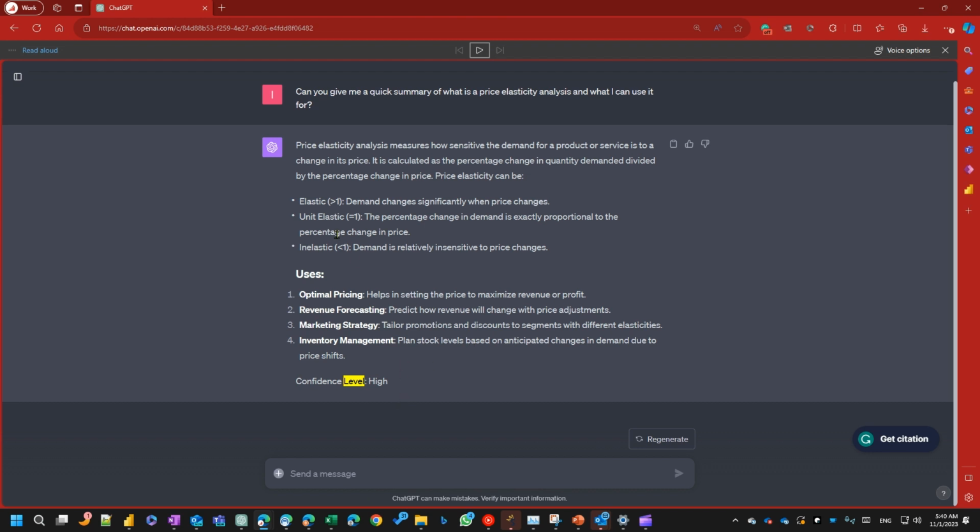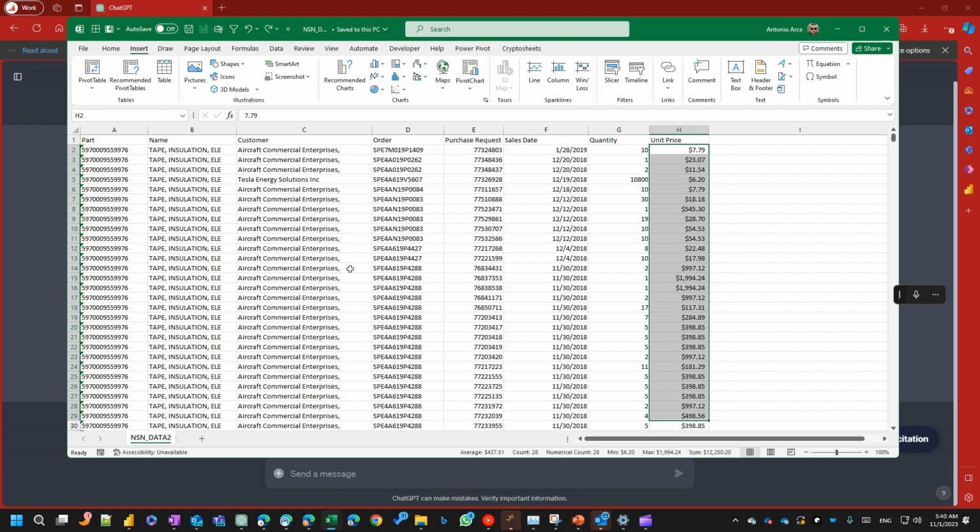Okay, so now we understand what a price elasticity is, and it can really help us drive more demand and more revenue as long as we set up the price correctly, depending on whether the part is elastic or inelastic. So now we're going to feed ChatGPT with this data and have it do the analysis for us, and maybe put some charts together so we can understand how the price is varying for this part number and what the optimum price will be for driving revenue in our company.